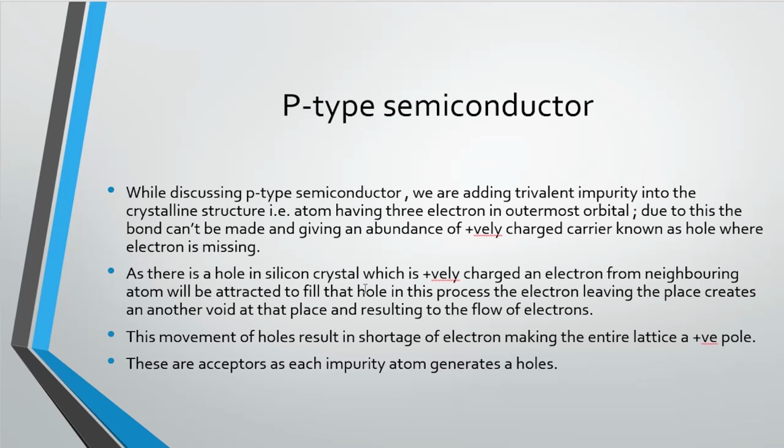As there's a hole in the silicon crystal, it is positively charged. I told you that holes are positively charged. An electron from a neighboring atom will be attracted to fill that hole. In this process, an electron leaving its place creates another void at that place, resulting in the flow of electrons. This movement of holes results in a shortage of electrons, as there will always be a void created and the electrons will keep on moving and coming to the place. The entire lot acts as a positive pole. So this is a P-type semiconductor. These are acceptors, as the impurity atoms generate a hole.